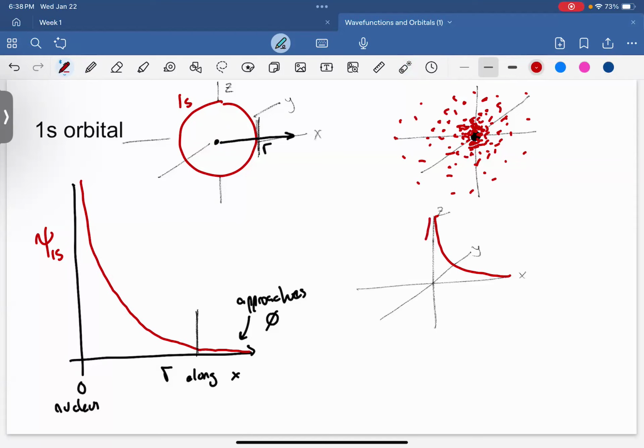But we could also go along negative x. We could go along the y-axis coming out at us. We could go along the y-axis going away from us. We could even go along z, whatever. All these directions, any way we go, this function is going to be decreasing. And no matter which direction we're pointed, it is highest near the nucleus and then gradually decays.